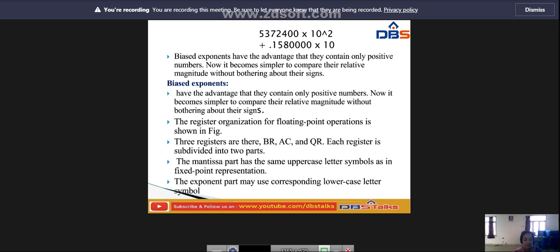So we do this alignment by shifting one mantissa while its exponent is adjusted until it becomes equal to the other exponent. So we have some number, that is 0.5372400 into 10 square, plus 0.158000 into 10 power minus 1. So this is one example of floating point numbers.